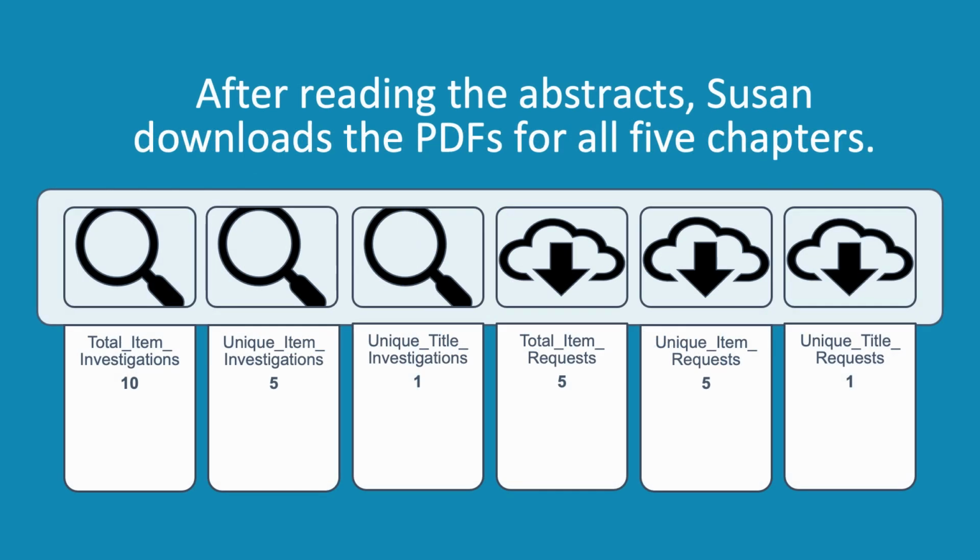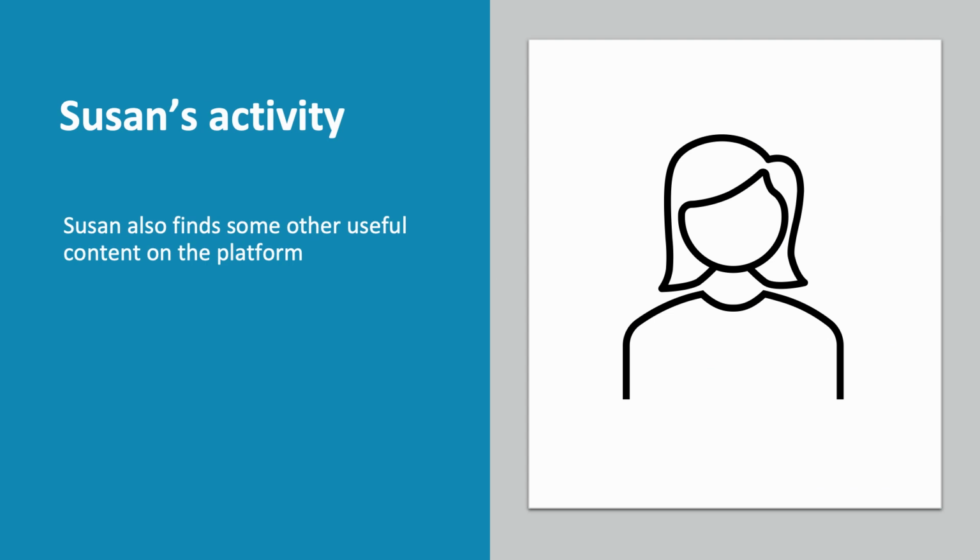After reading the abstracts, Susan downloads PDFs for all 5 chapters. The counts are now 10 total item investigations, 5 unique item investigations, 1 unique title investigation, 5 total item requests, 5 unique item requests, and 1 unique title request. Again, because all 5 chapters downloaded by Susan are from the same book, the unique title requests only count as 1. Susan also finds other useful content on the platform.